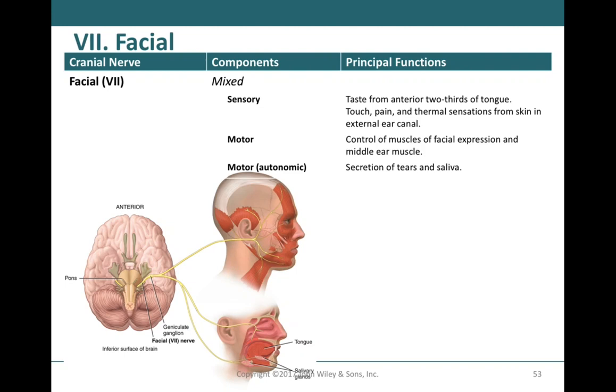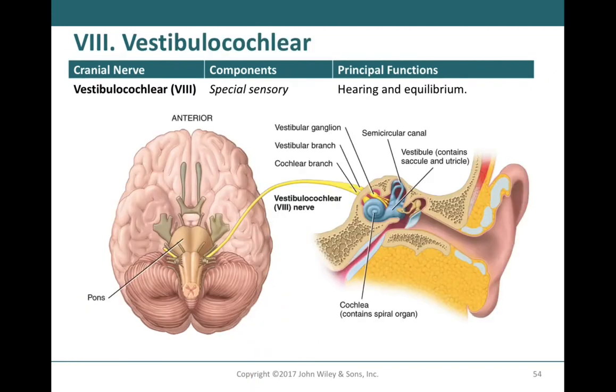We'll see that another cranial nerve, specifically cranial nerve number 9, is going to take taste information from the other posterior 1/3 of the tongue, but the facial nerve takes the first 2/3. So this is our second mixed nerve. This is sending motor information out to control the muscles of facial expression, and this is taking sensory information back to the brain from the anterior 2/3 of the tongue.